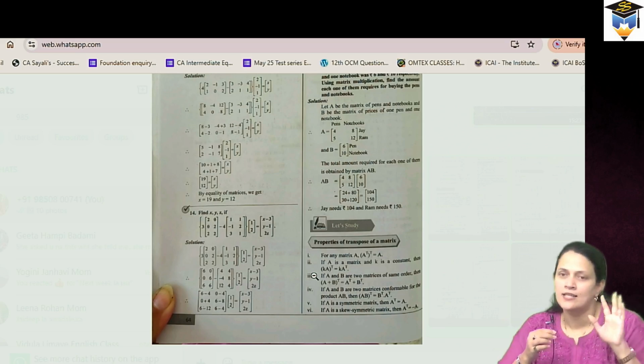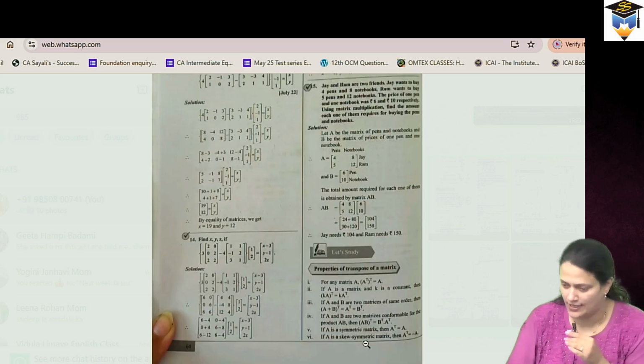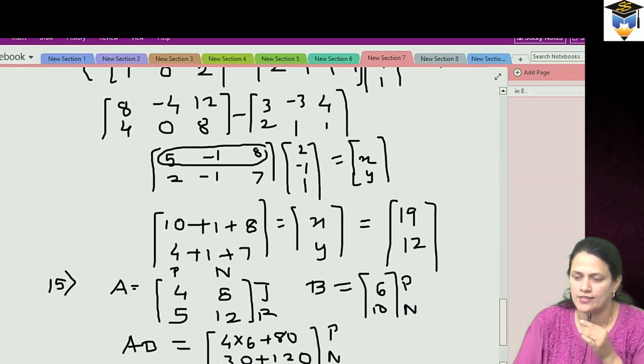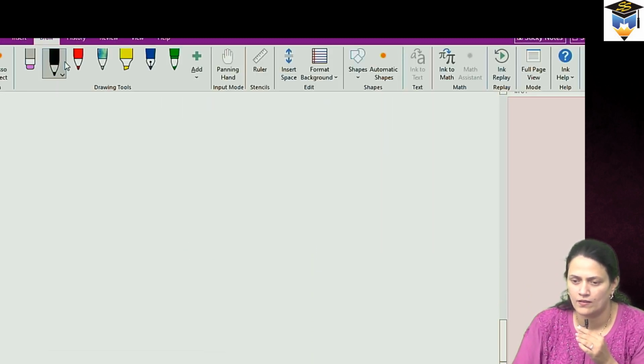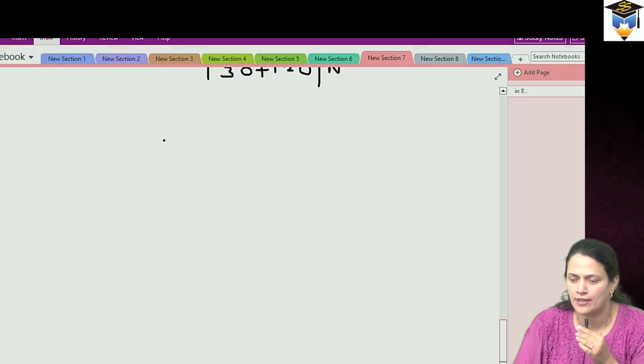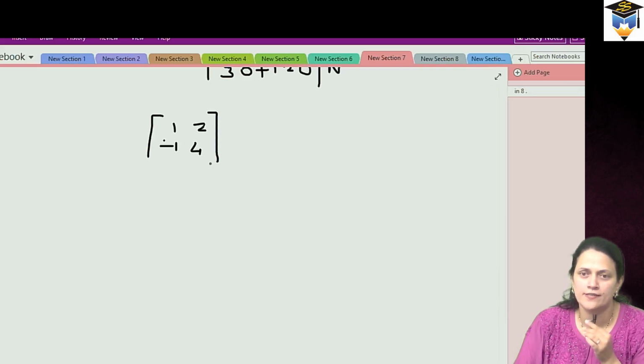So see, now let us take one example. I'll explain the symmetric matrix concept. If we take an example, let's say this is my matrix. What is the order of this matrix? 2 by 2. Same number of rows and columns. So that means i value is 2 and j value is also 2.